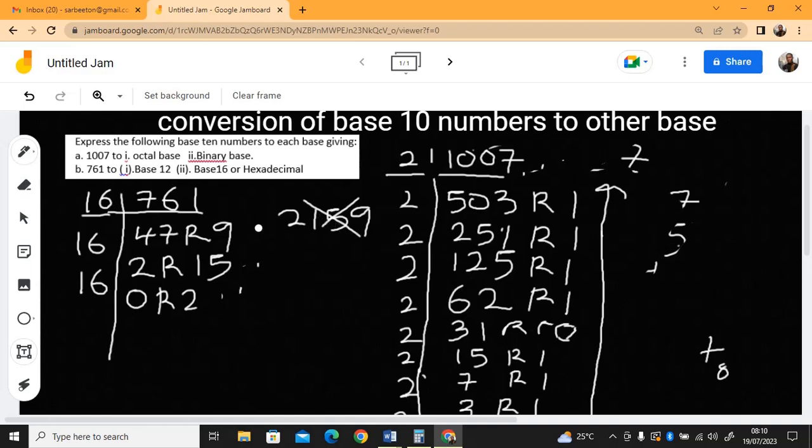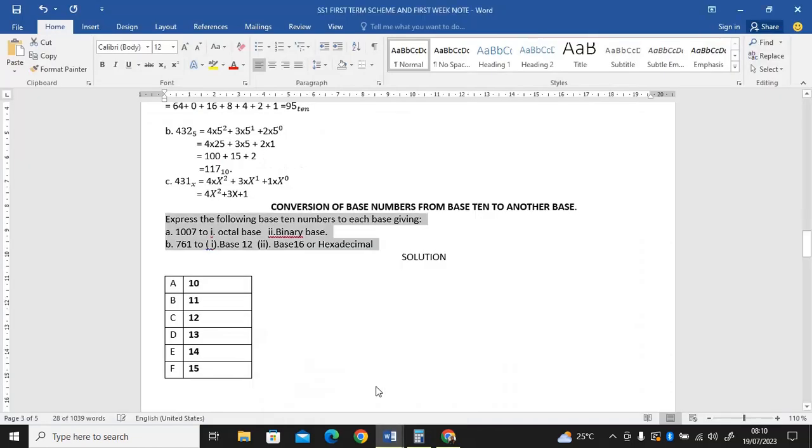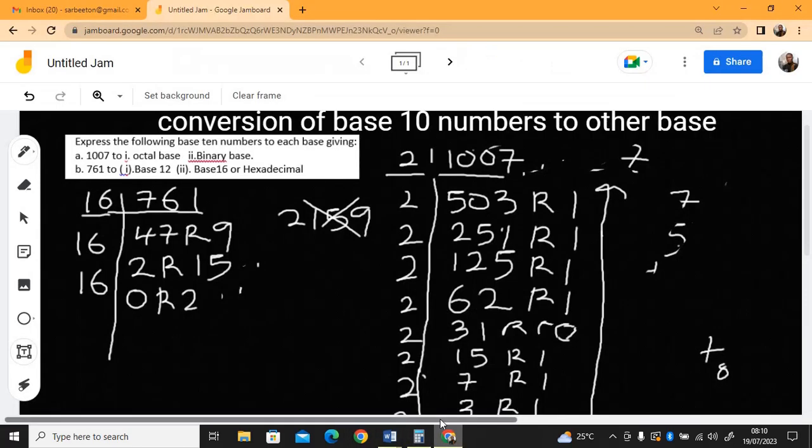Now, let me tell you something. In hexadecimal, we represent numbers that are more than 9, since the digits are 0 to 9, with letters. Let me show you here. A is 10, B is 11, C is 12, D is 13, E is 14, and F is 15. So instead of writing 15, you are going to write F.